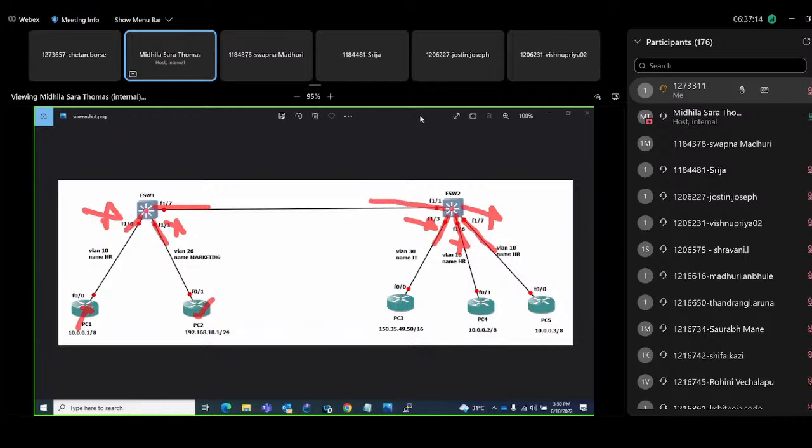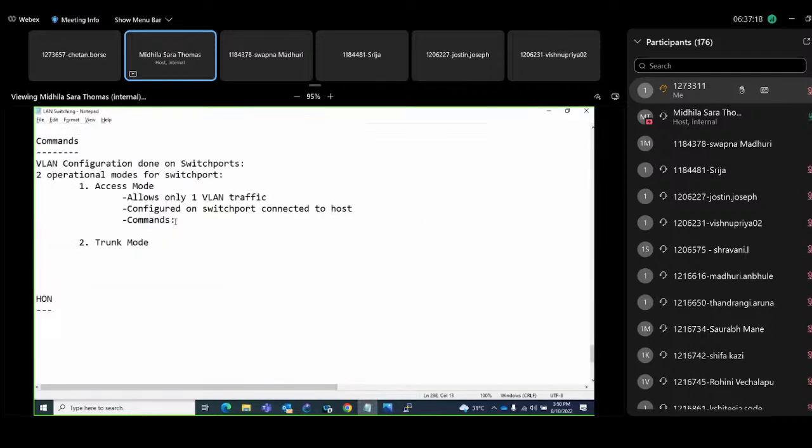I'll tell that. But did you understand access mode? Where to give the commands for access mode? Which interface? Based on the interface connected to host. What is the command? You were asking a lot of times for some commands. What's the command? Write it. I'll show these commands after the break.